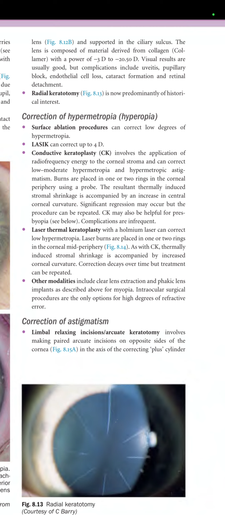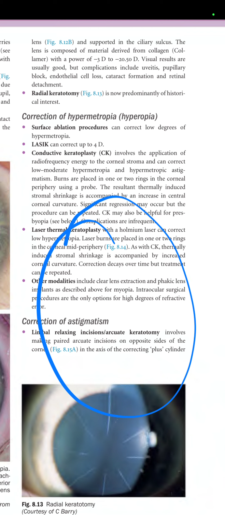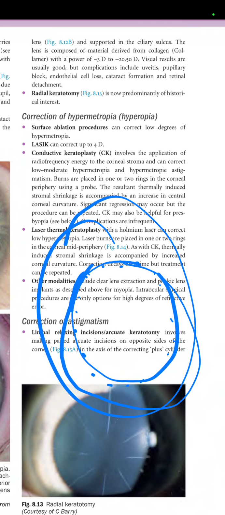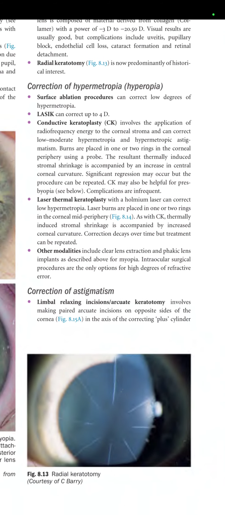Complications are infrequent. What you do is basically, for example, this is the cornea. You place thermal energy in the periphery of the cornea. So what happens is that the center of the cornea becomes ectatic. When this becomes ectatic, there is a correction of hypermetropia.